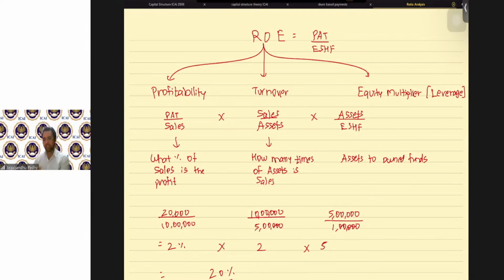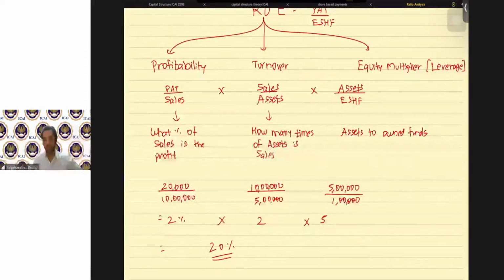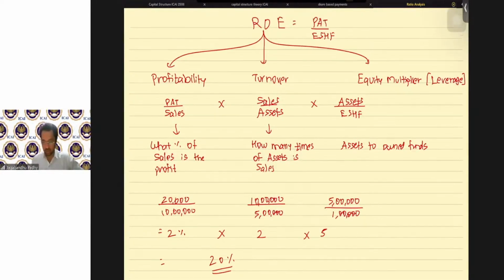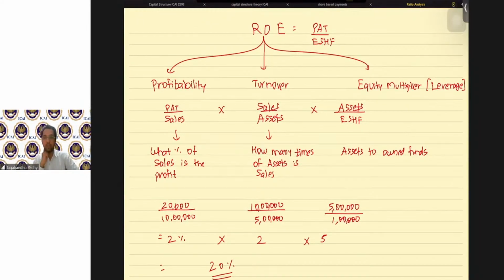Okay. So that is about this Dupont chart, guys. Okay, Dupont analysis, the 2-level and the 3-level Dupont analysis. Definitely profitability and turnover was looked at, and also in the third part we bring in the equity multiplier concept.